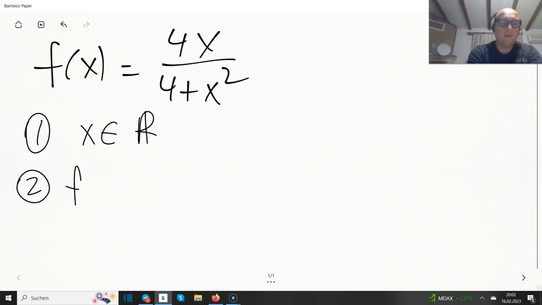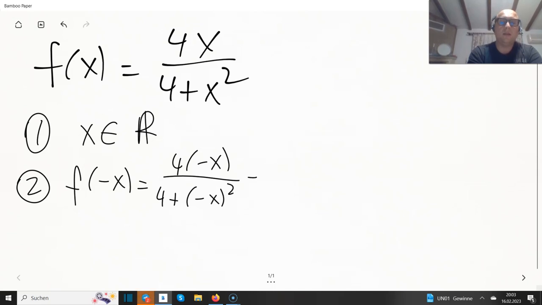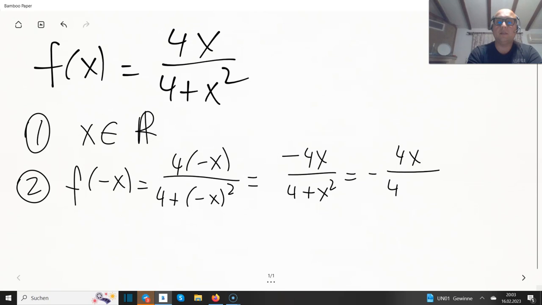Symmetry. Well, f of minus x is equal to 4 times minus x divided over 4 plus minus x squared. So this is minus 4x divided over 4 plus x squared. We can take minus in front: minus 4x divided over 4 plus x squared. And this is obviously the same as minus f of x. So we're symmetric considering the origin.